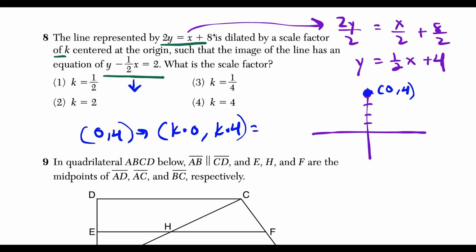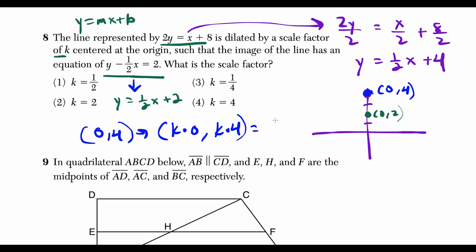So if we solve this equation for y, that would be y equals 1/2 x plus 2, just by adding 1/2 x to both sides. And the y-intercept of that new line is going to be the point (0, 2), because see how we're in the form y equals mx plus b, so our y-intercept becomes the point (0, 2).